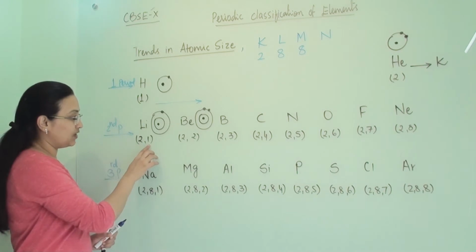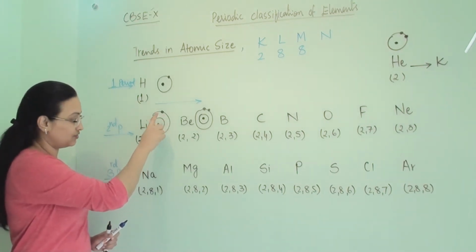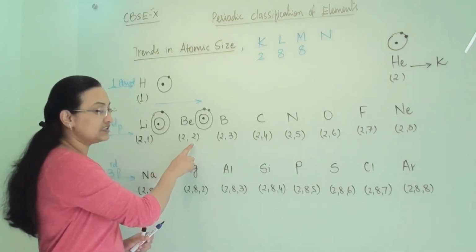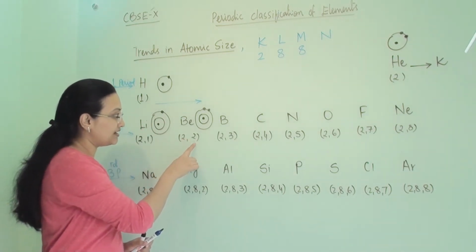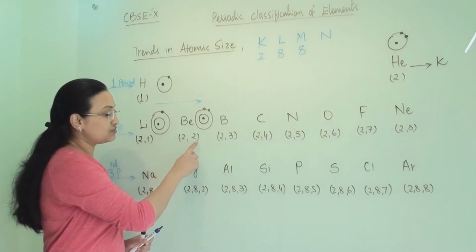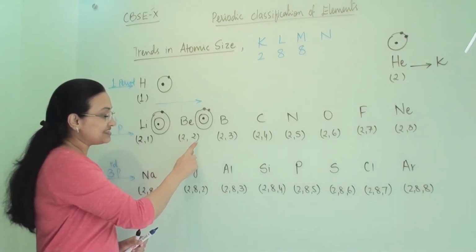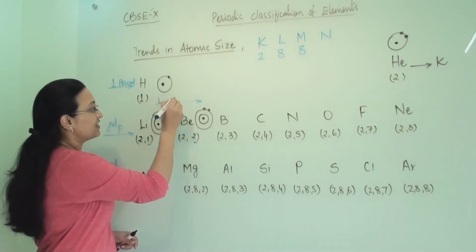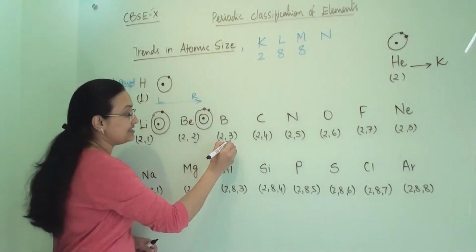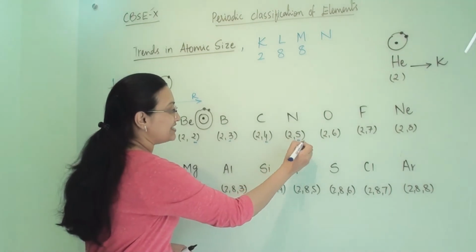So 2 and 1. We have kept here 1 electron. Going forward, here the beryllium's atomic number is 4. So we have kept here 2 and 2. So slowly, one by one, valence electrons are increasing. You can see here as we are going from left to right. And that we are keeping in valence orbital.